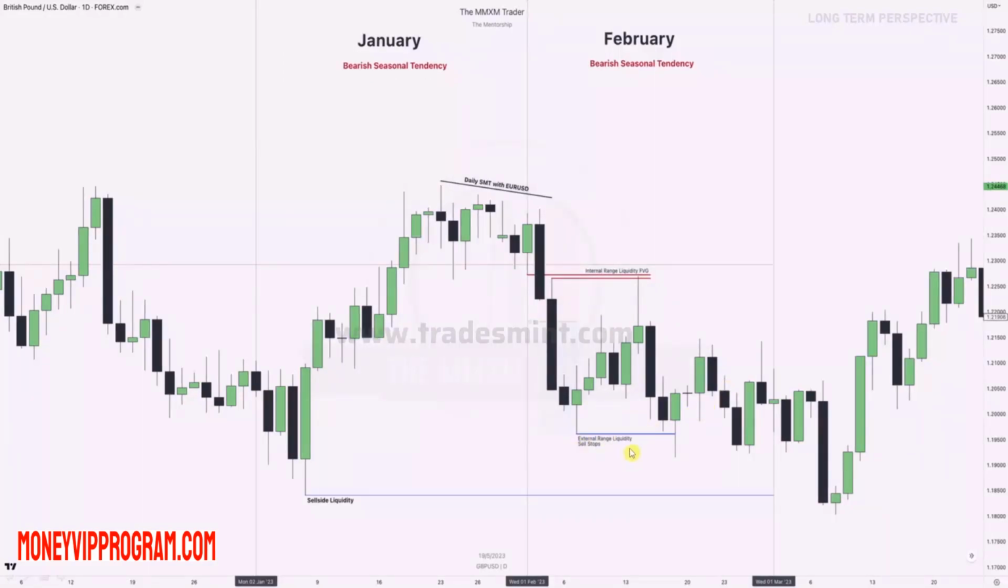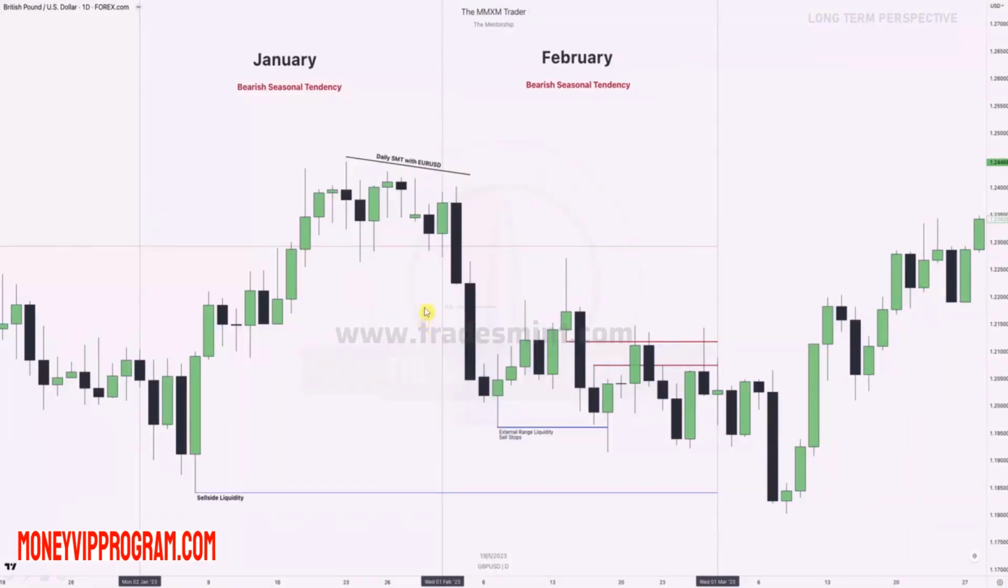Got some more external range liquidity down here, right? Before we go to the extreme target, which is this low down here. So after drawing out that premium and discount level, right, we can see those external range liquidity sell stops have been taken after we formed that intermediate term high. Now we can anticipate a short-term high forming next to this intermediate term high, right? Because this intermediate term high is an intermediate term high because we have a short-term high to the left of it and now a short-term high to the right of it.